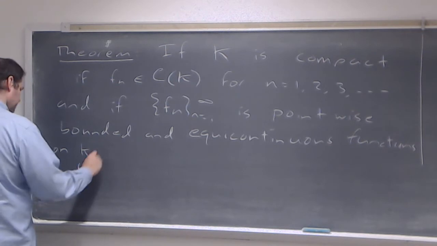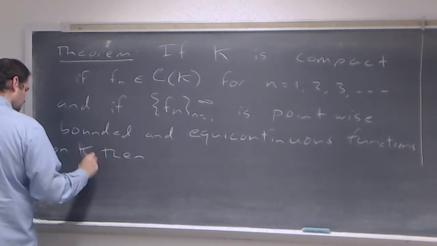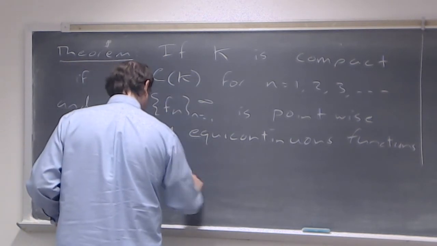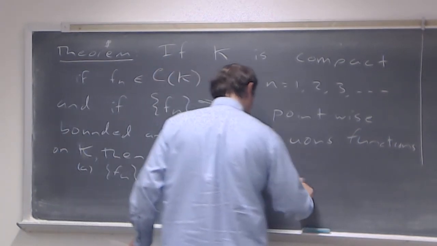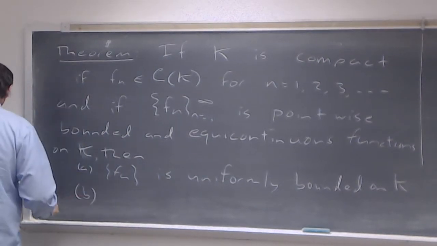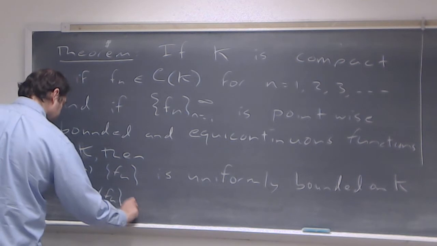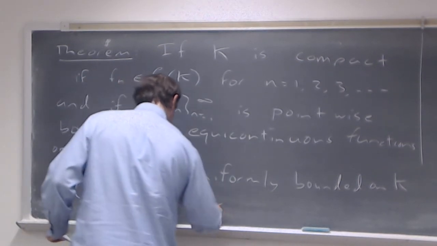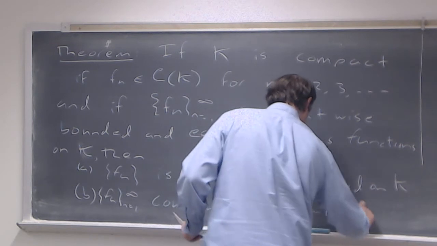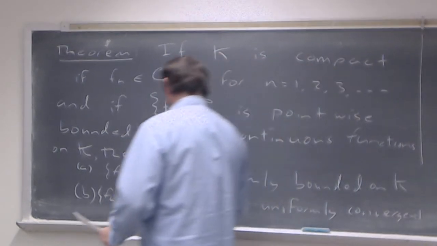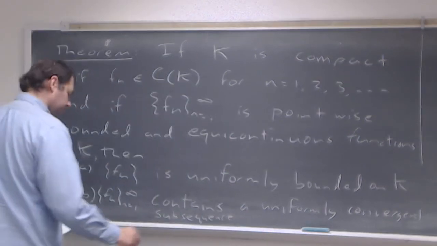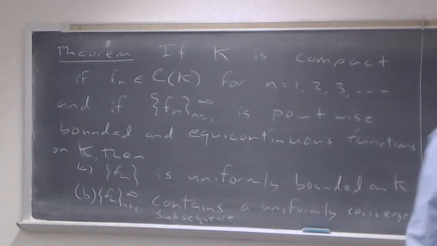Part A, then the first part is f sub n is then uniformly bounded on K. And then the second part, part B, is that f sub n contains a uniformly convergent subsequence. Okay, so that's what we want to prove.